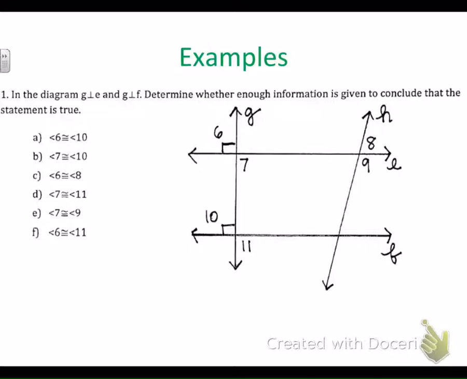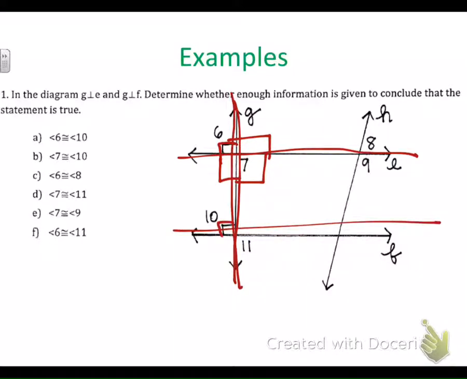Alright, let's do the first example together. In the diagram, G is perpendicular to E, so all of these have to be right angles. Okay, we can just draw that on here. And G is perpendicular to F, and there's a right angle here, so all of these have to be right angles. We have to conclude if the statement is true, if there's enough information.